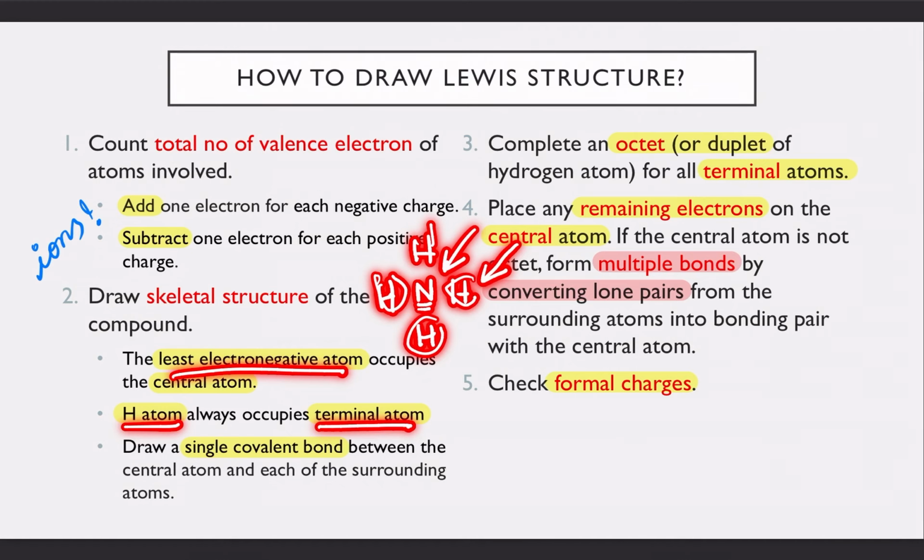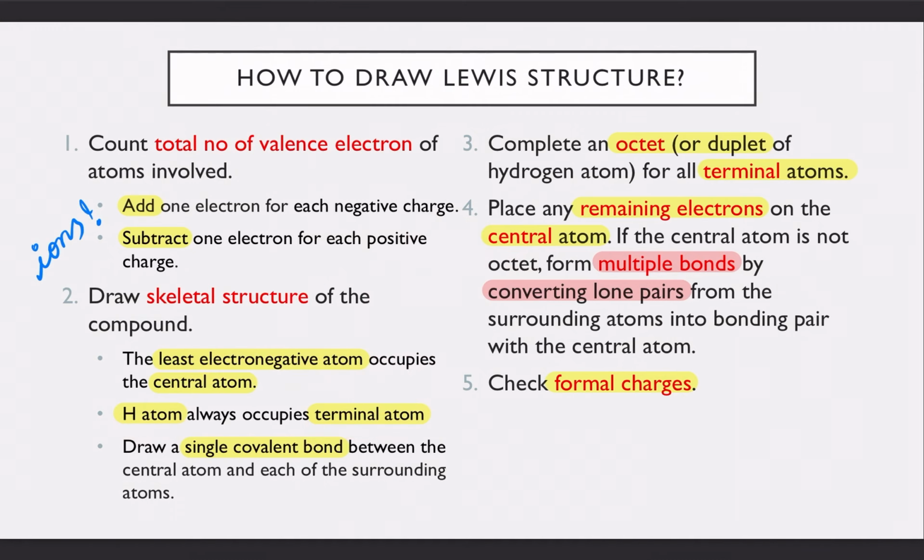And then after that, you will draw a single covalent bond between your central atom and the surrounding atoms. So we will put in the bonds, single bonds. This means that you already use 4 bonding pairs of electrons. I will be using bonding pair and lone pair, and electron pair in this chapter. Next you are going to complete an octet for all terminal atoms, or a duplet if you have hydrogen atom. So that means complete 8 electrons for your terminal atoms, or 2 for hydrogen specifically.